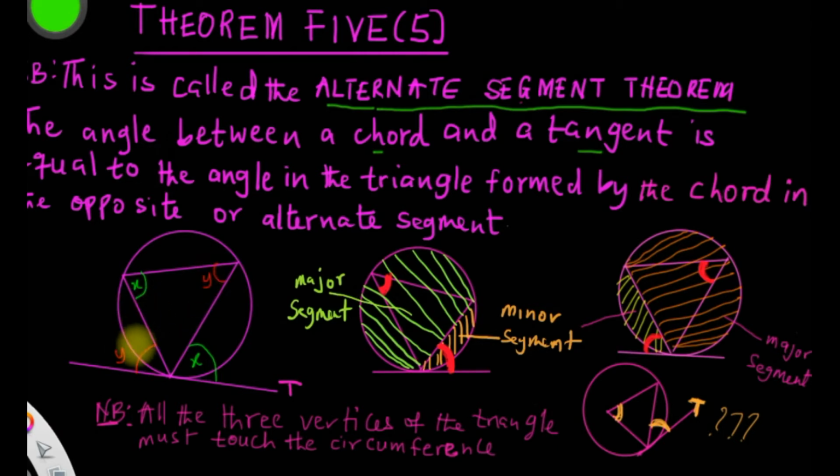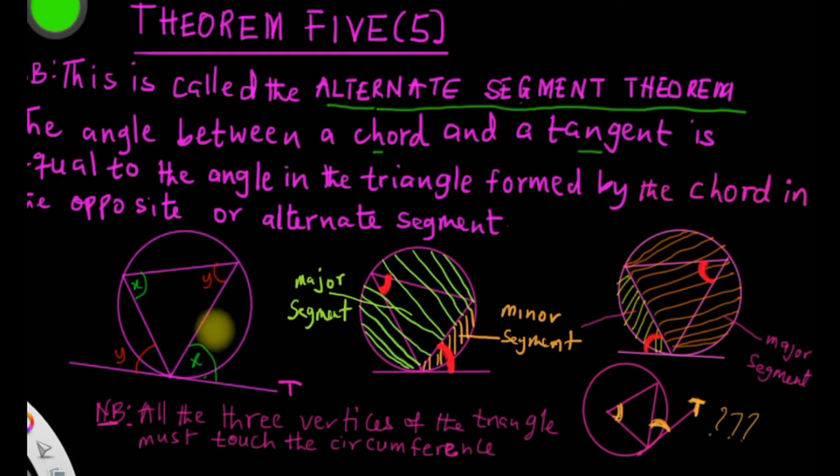So have you seen? This side is a segment, and from this side to the other part of the circle is another segment. This chord forms this triangle, and in this triangle formed by the chord, which of the angles is opposite to this segment? It is this angle. So the angle between this tangent and this chord is always equal to the angle in the triangle formed by this chord in the opposite or alternate segment. So this angle is y, then this angle is also y.